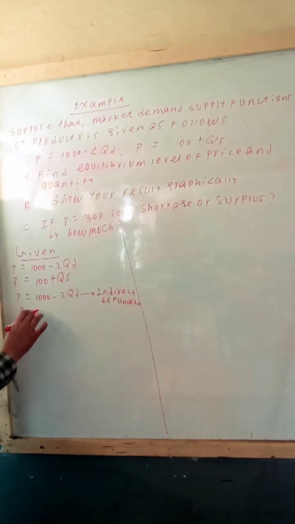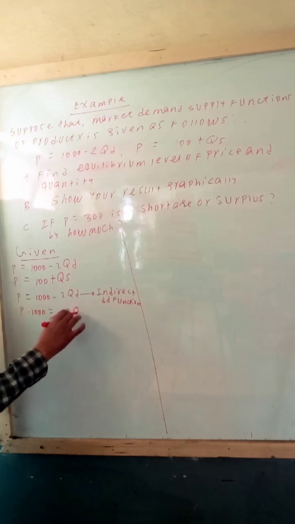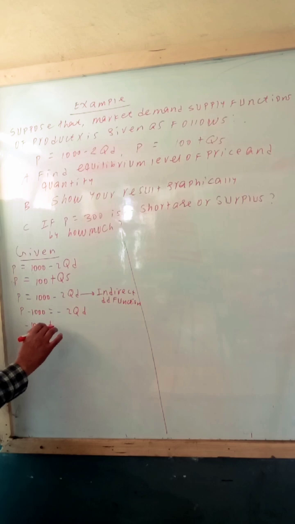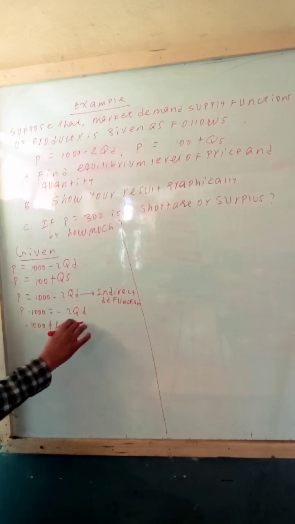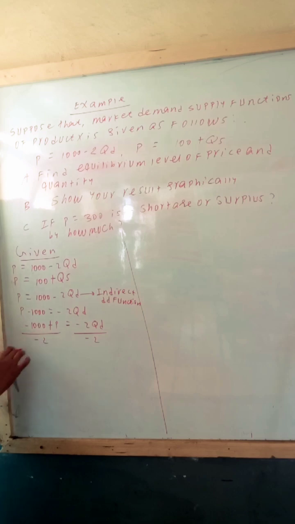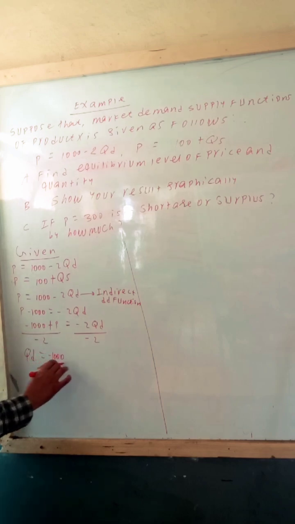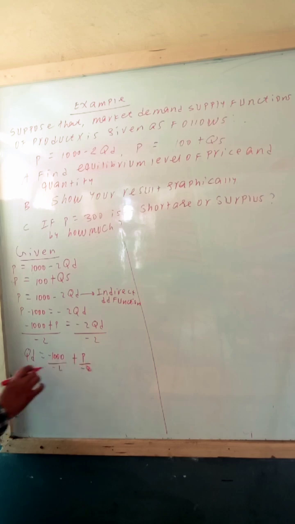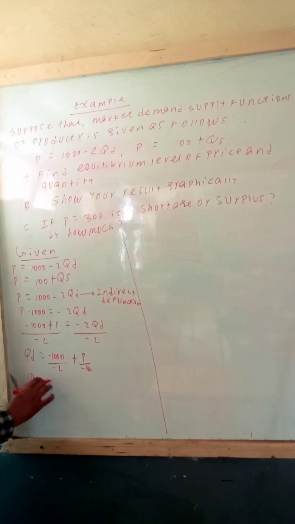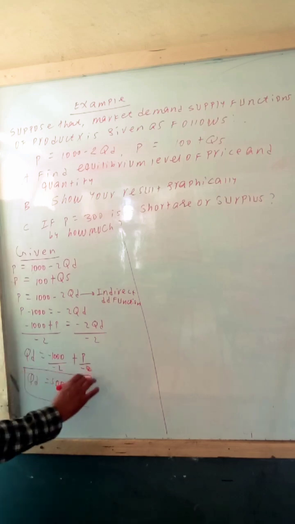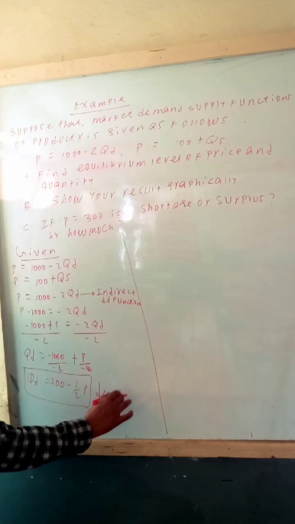Due to this reason, we must convert it to the direct function. Then P minus 1000 is equal to minus 2QD. This means minus 1000 plus P is equal to minus 2QD. We divide both sides by minus 2. Then quantity demanded is equal to minus 1000 divided by minus 2 plus P divided by minus 2. Therefore, quantity demanded is equal to 500 minus 1/2 P. This is called the direct demand function.